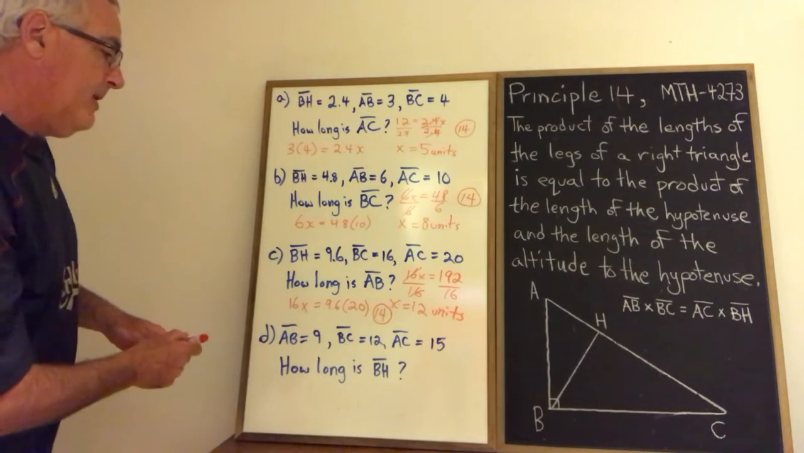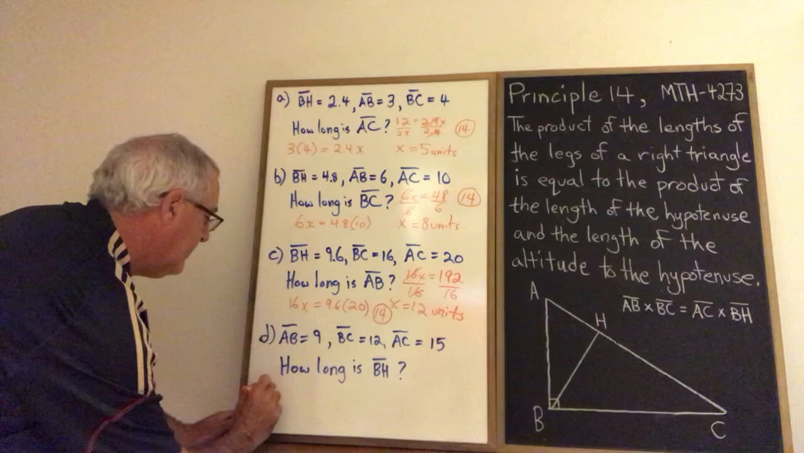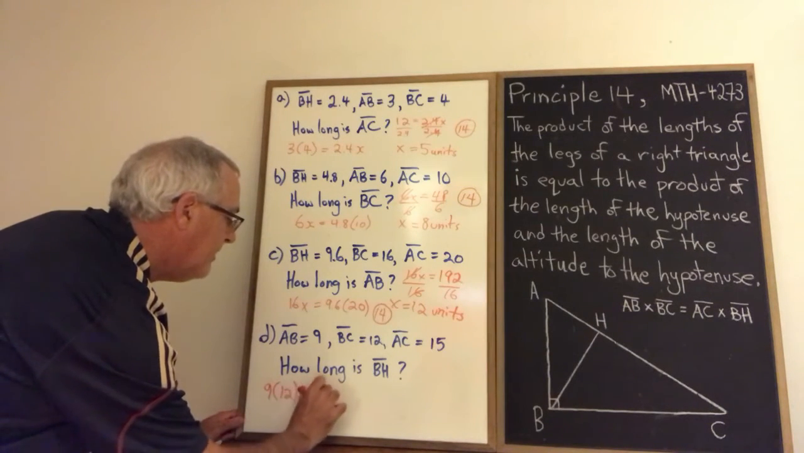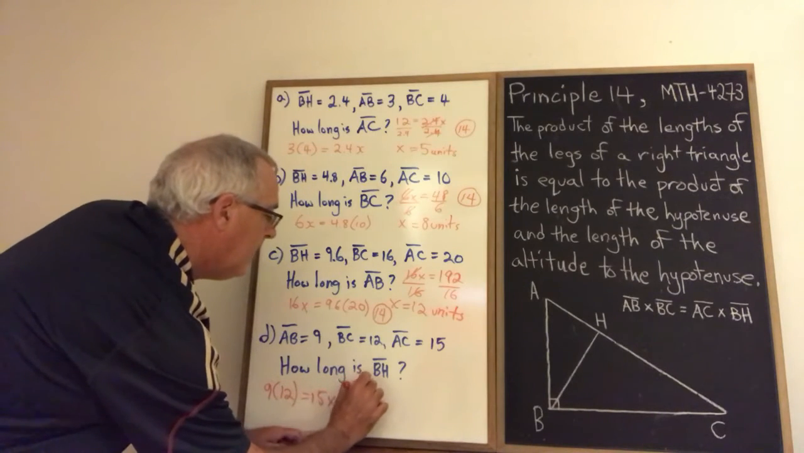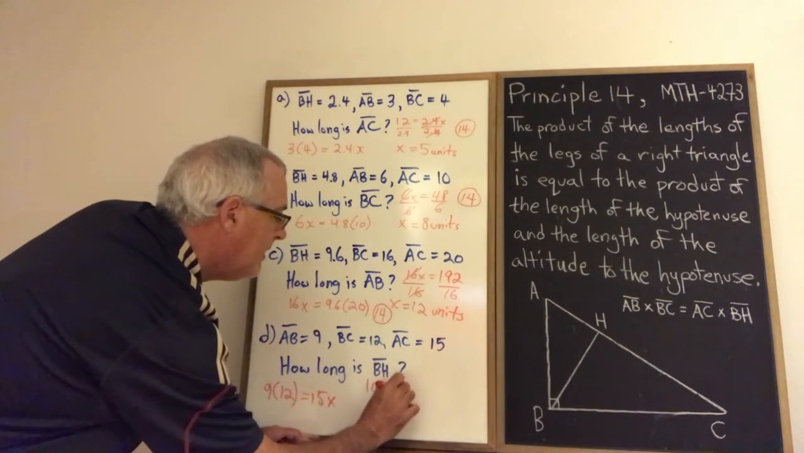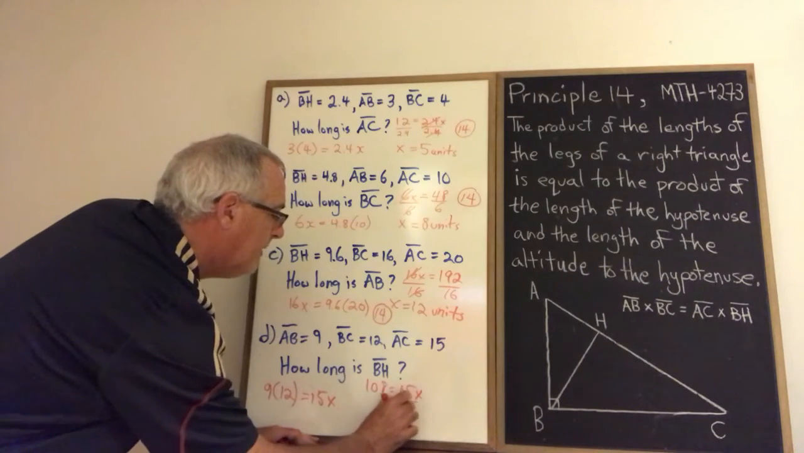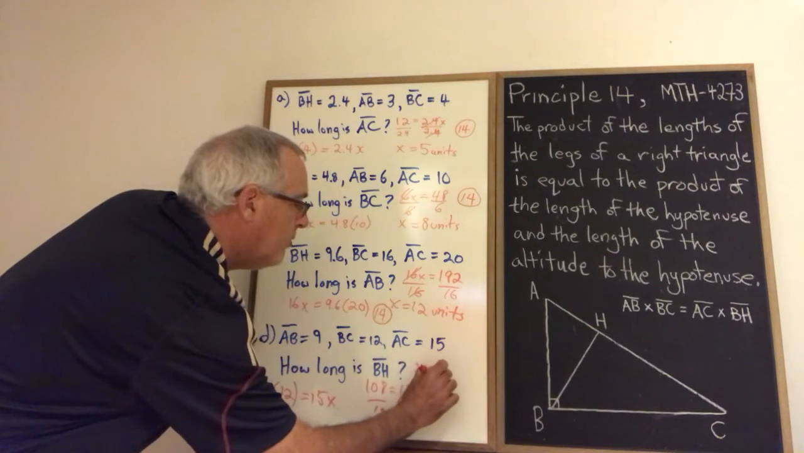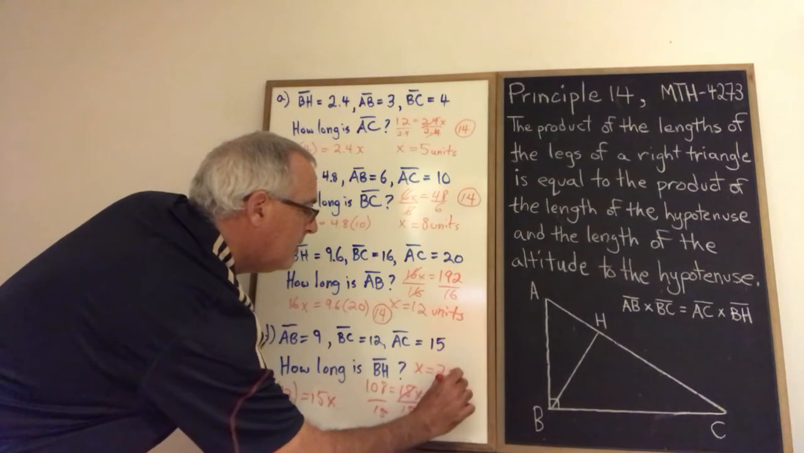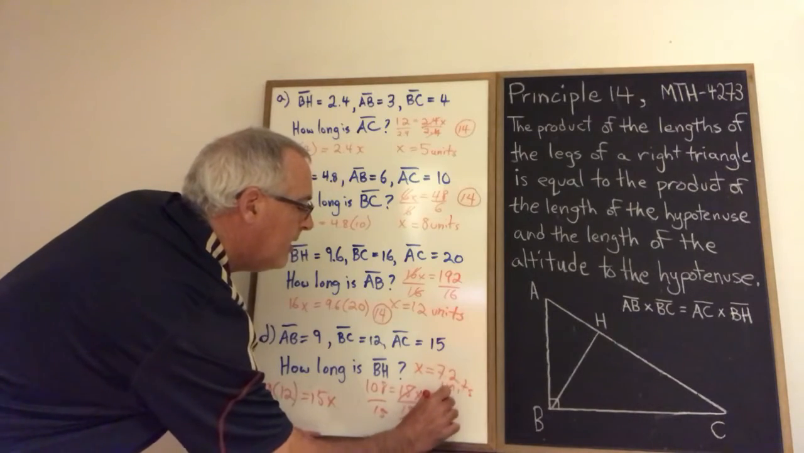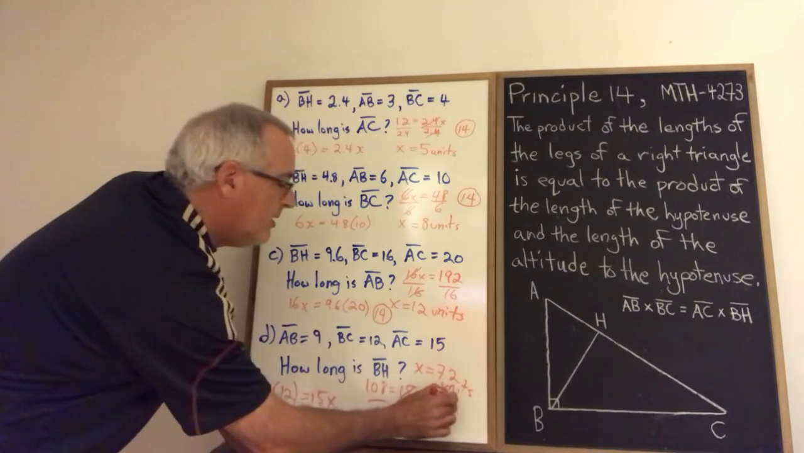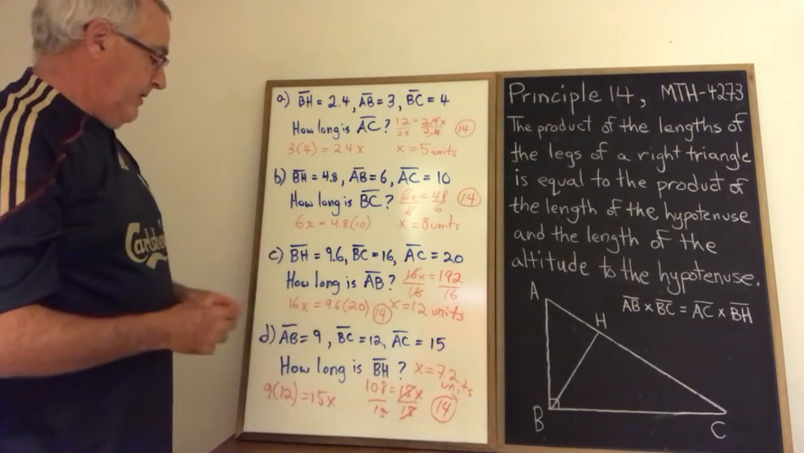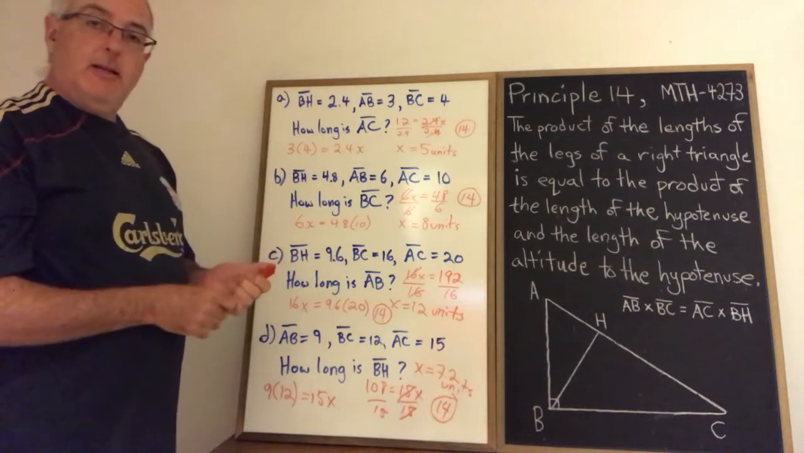Let's do D. AB times BC is 9 times 12. It's equal to 15x. 108 is equal to 15x. Divide both sides by 15. X is isolated and is equal to 7.2 units. And I say I used Principle 14. I could not have solved this problem with Pythagoras' theorem. So that's a good reason for Principle 14 to exist.